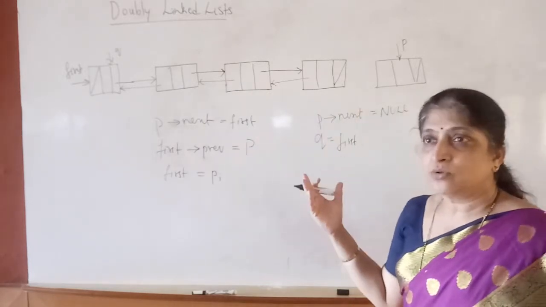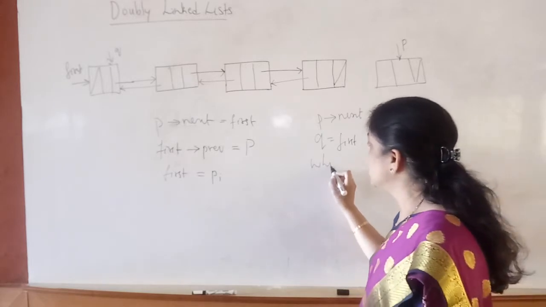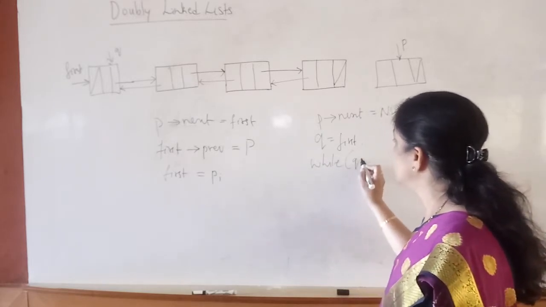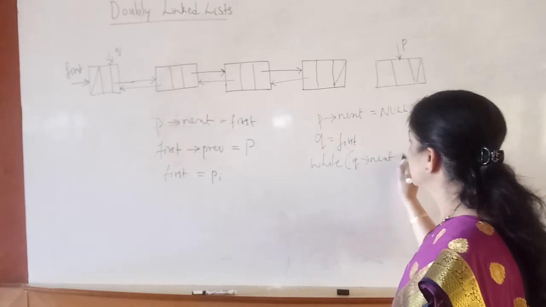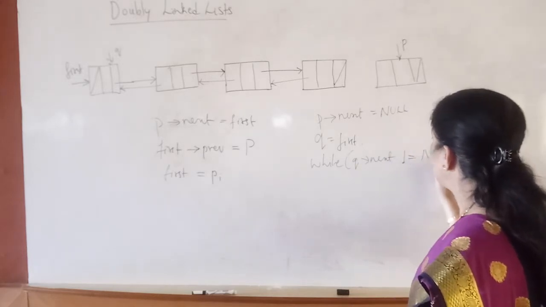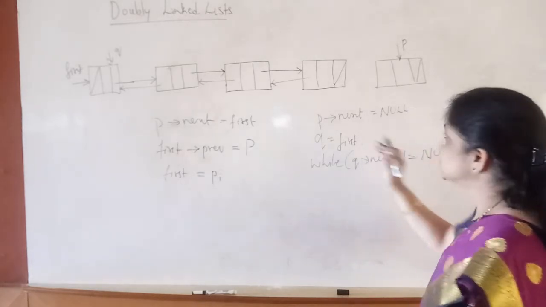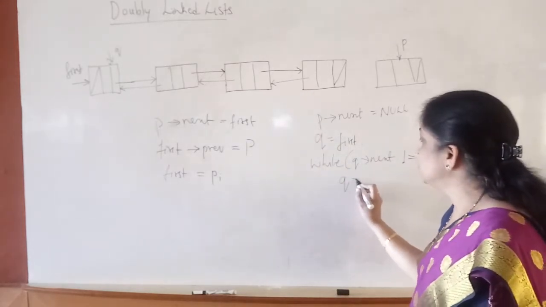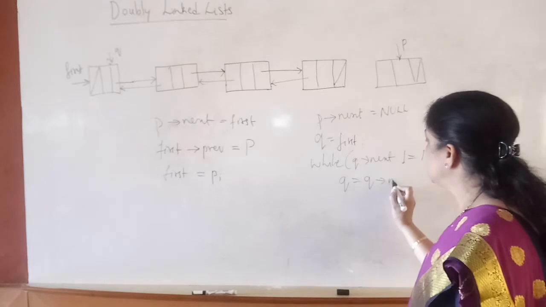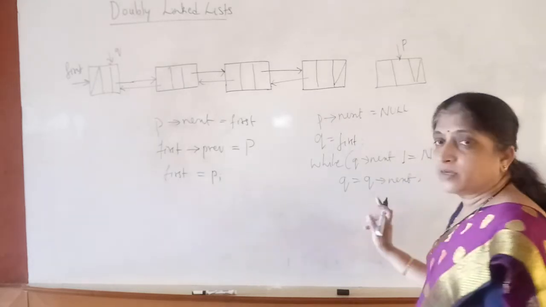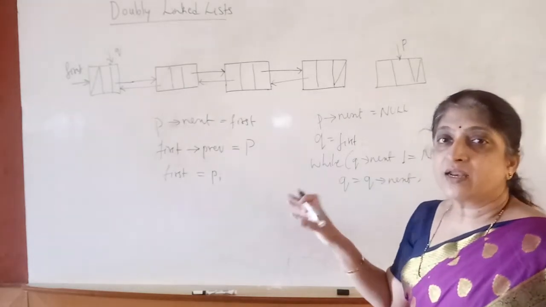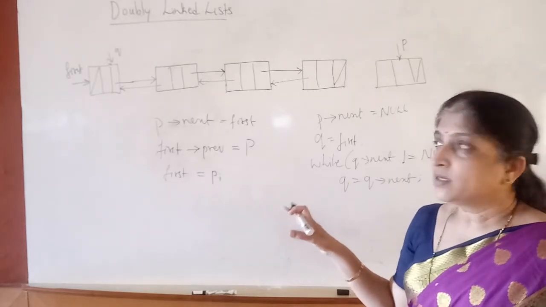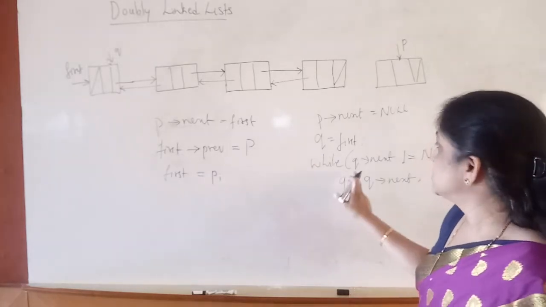How do we get the last node? While Q next is not equal to null, we have to just go on advancing the pointer Q to point to the next node. That is, Q is equal to Q next. So with these statements, I can get a pointer to the current last node in the W linked list. Just check how it works.